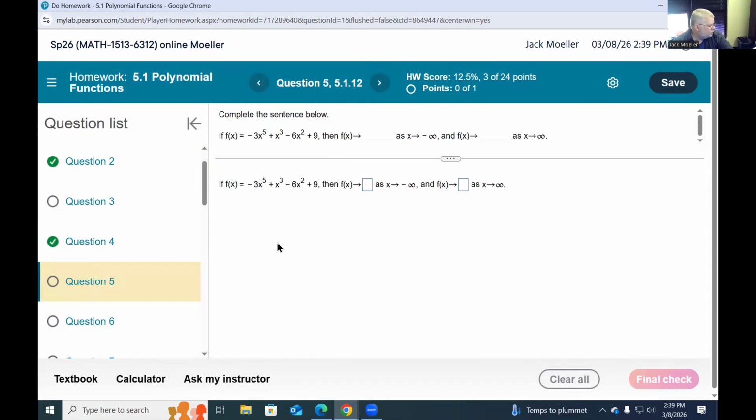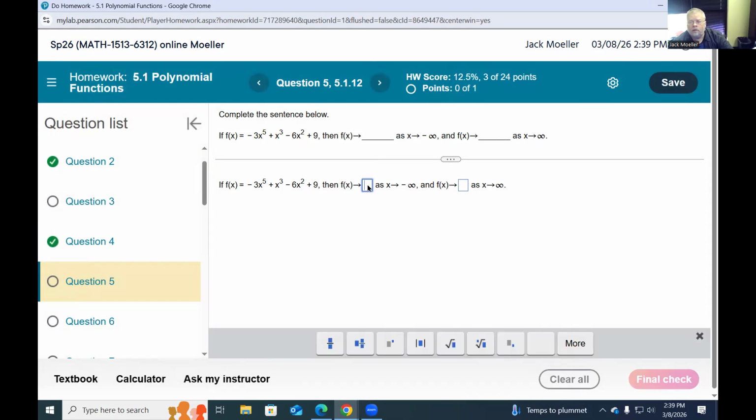All right, so this is one where, what we just did. All right. And so notice, if f of x is negative 3x to the fifth plus x cubed minus 6x squared plus 9, then f of x goes to blank as x goes to negative infinity. So notice they don't ask about the end behavior here. But the only time we're going to use this type of language in our problems is where we're talking about end behavior.